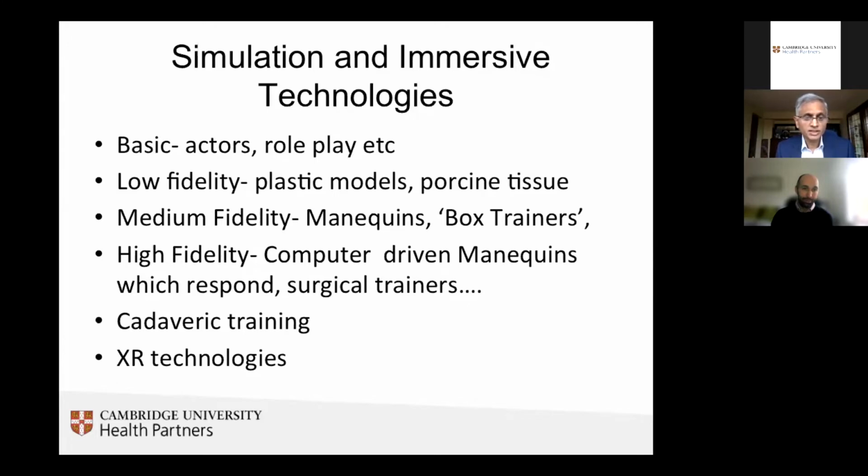Then there's medium fidelity simulations, which are very basic mannequins or box trainers or part task trainers. And then there's the high fidelity simulators, which are computer-driven mannequins that can respond according to interventions that have been happening. And for surgeons, the gold standard, I guess, is the use of cadaveric material, but that's very expensive and very faculty heavy. And of course, there are the emerging technologies that provide extended reality that we'll talk about shortly.